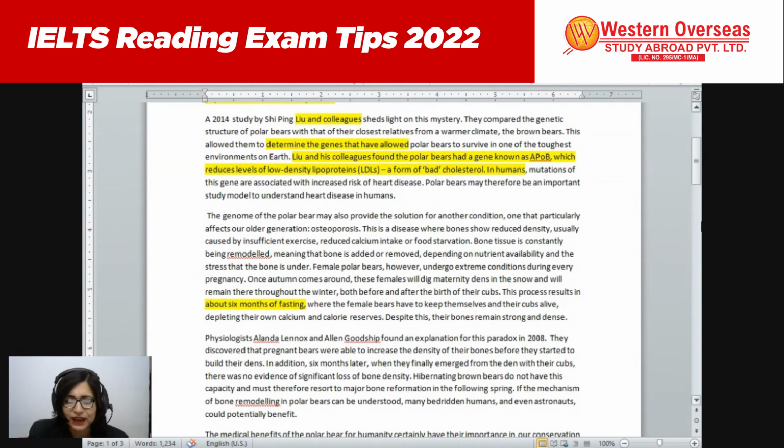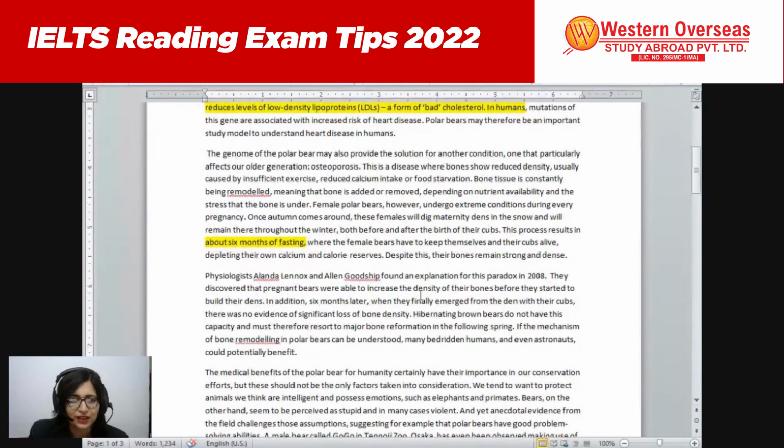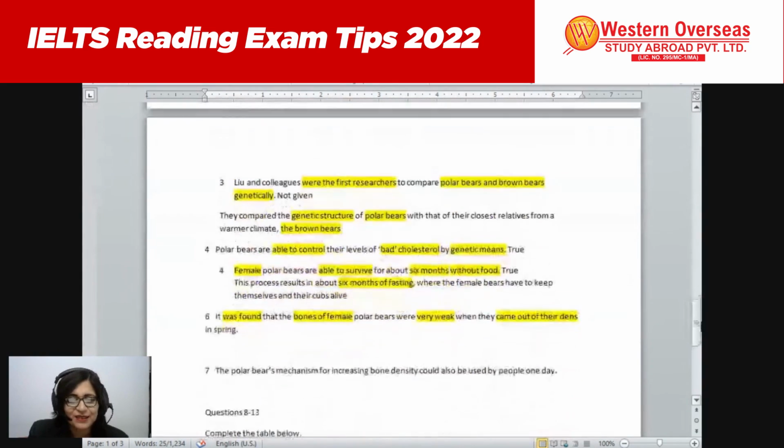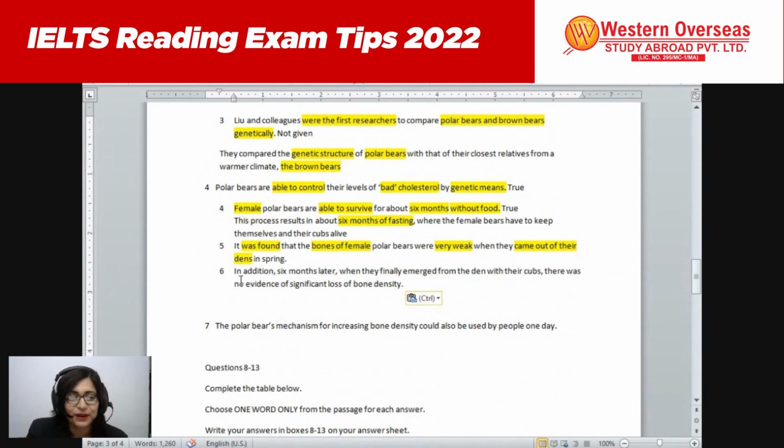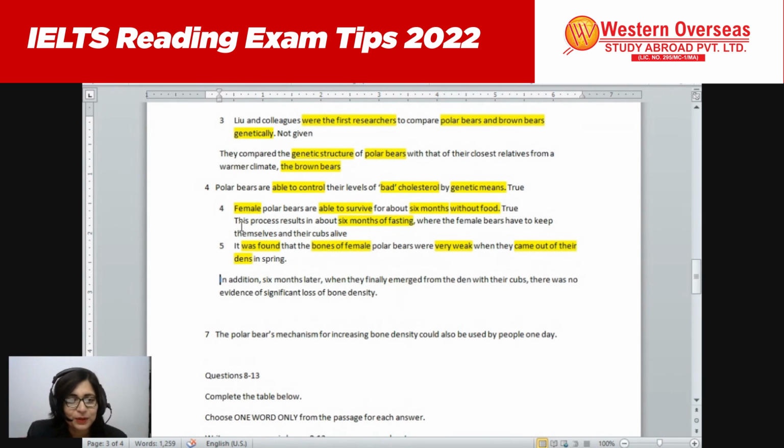If you check in the next paragraph only, they discovered, in addition, 6 months later, when they finally emerged from the den with their cubs, there was no evidence of significant loss of bone density. No evidence. Candidates, here it is no evidence. Correct? And in the question, if you remember, what was mentioned? It was found that. Now tell me, here it is written it was found that, and here there is a negative tone, they are saying there was no evidence.